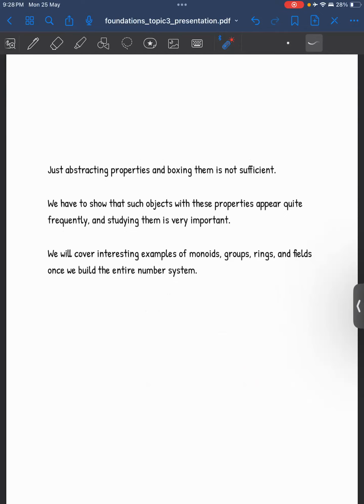Just abstracting properties and boxing them is not sufficient. We have to show that such objects with these properties appear quite frequently and studying them is very important. We will cover interesting examples of monoids, groups, rings, and fields once we build the entire number system. For now, we continue how integers were thought about.